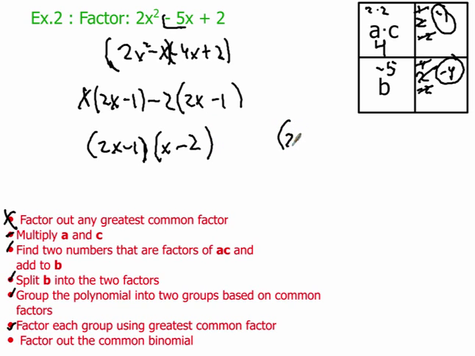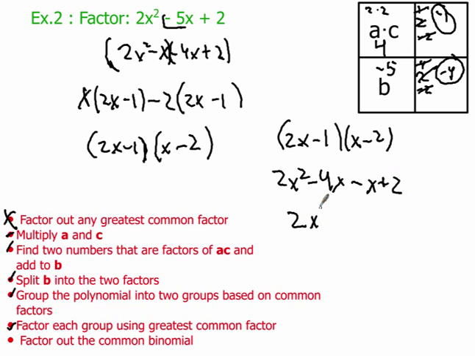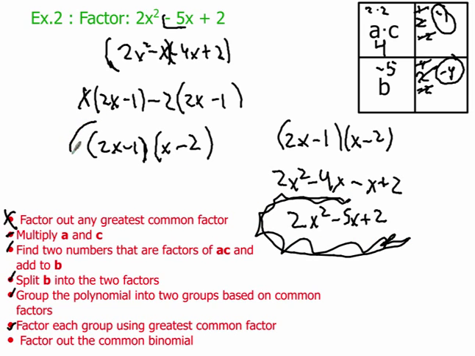Check my work. 2x minus 1 times x minus 2. 2x times x is 2x squared. 2x times negative 2 is negative 4x. Negative 1 times x is negative x. Negative 1 times negative 2 is positive 2. Combine my like terms, I get 2x squared minus 5x plus 2, which is my original expression. I should be circling this. This is my correct answer.